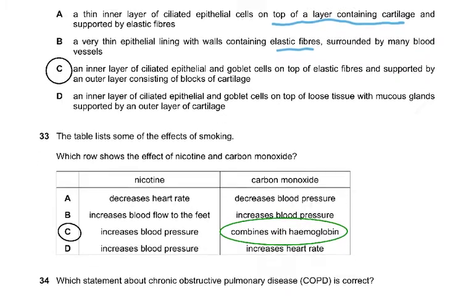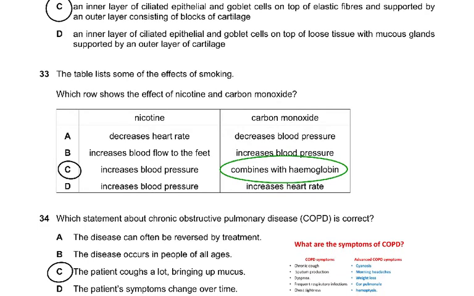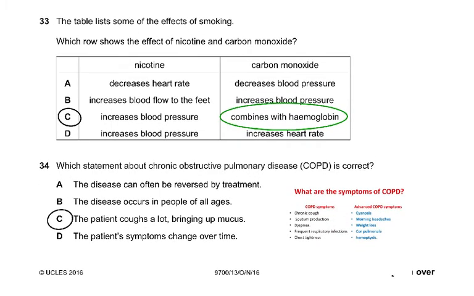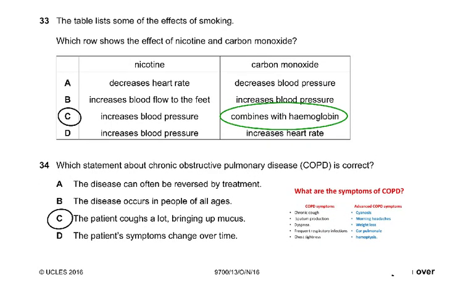Then we come to the table listing some of the effects of smoking. Which row shows the effect of nicotine and carbon monoxide? This, of course, has been removed from the 2022 syllabus, so those students who are doing that should not do this question. The table lists some of the effects of smoking. Nicotine causes vasoconstriction and increases blood pressure. Carbon monoxide combines with hemoglobin, forming carboxyhemoglobin.